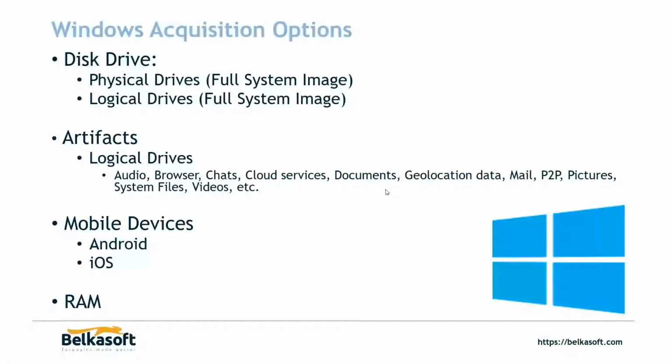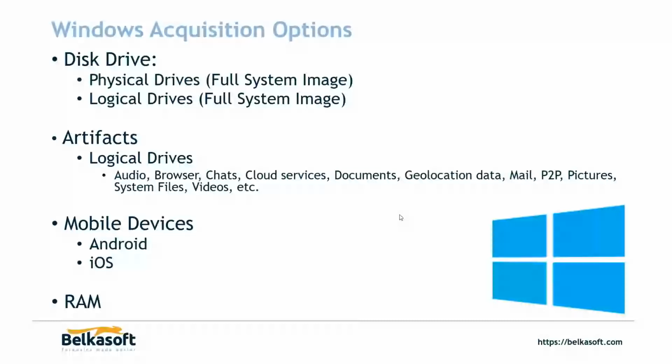All right. So when it comes to Windows acquisition options, starting with the disk drives, you have the ability to do a physical or logical acquisition. So either a bit for bit or just a logical of the full system image for Windows devices. Again, that will work with the internal hard drive of the machine, as well as any connected USB drives, hard drives, and so on.